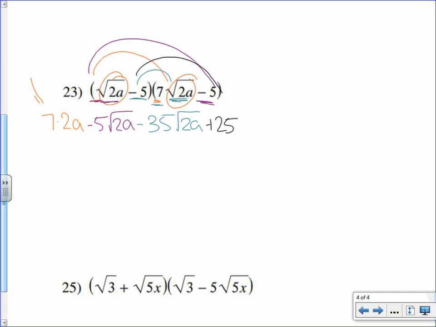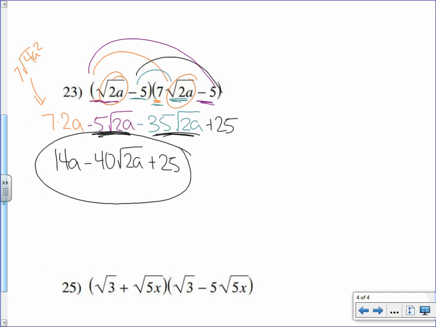If you had written this part as 7 times the square root of 4a squared, now would be the time that you broke that down and you got to this part. Okay? But anyways, that's just 14a. These can be combined because they have the same index and the same radicand. So minus 5 minus 35, that's minus 40 times the square root of 2a. And then they have that plus 25 on the end. This is your answer.